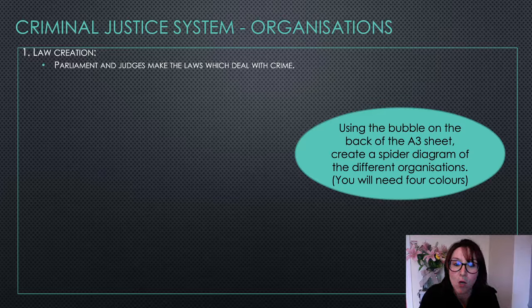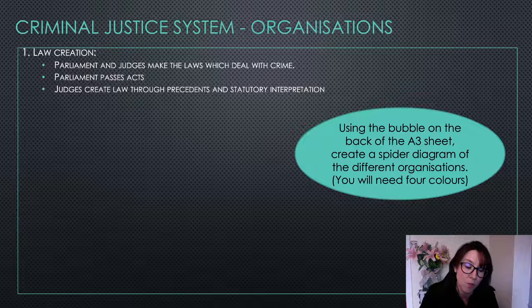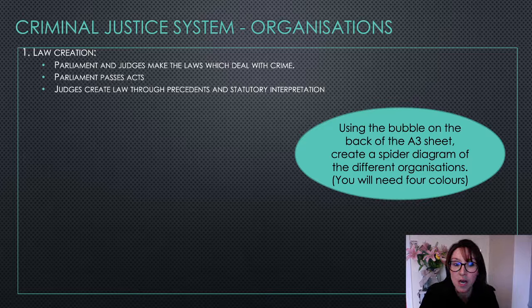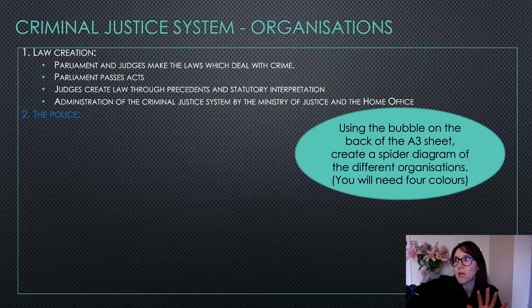They make the laws which deal with crime. Parliament passes acts. The judges create law through precedents and statutory interpretation. So they interpret the statutes that are already there. They might deal with previous precedents that have already been set or have to make their own. Administration of the criminal justice system is by the Ministry of Justice and the Home Office. So that would be their first bubble link with law creation and all the things that come from that.